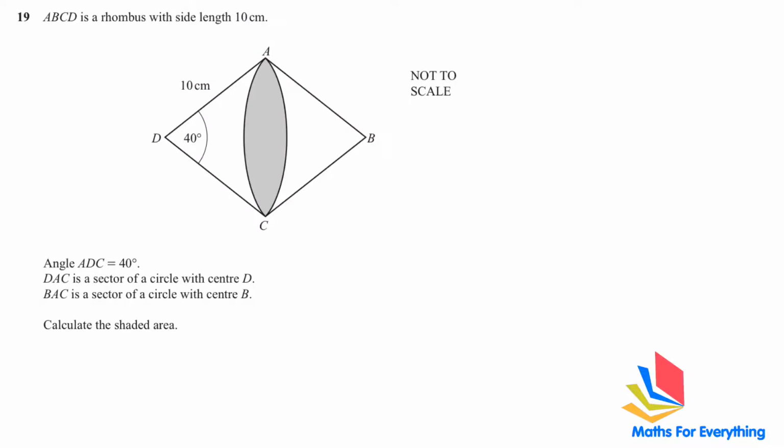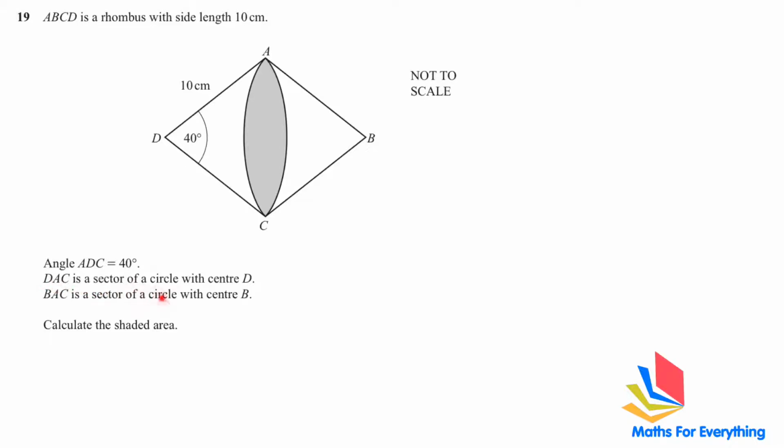Question number 19. ABCD is a rhombus with side length 10 centimeter. It means all the lengths are 10 centimeter. Angle ADC is 40 degrees. In a rhombus, the opposite angles are equal to each other. So if this is 40, even this is going to be 40.